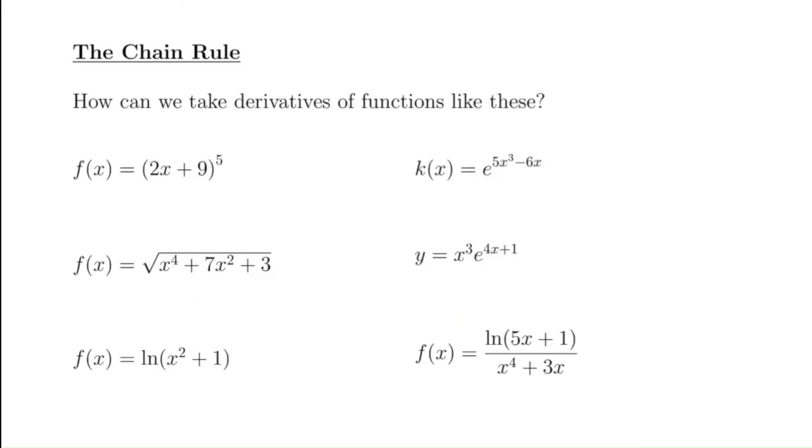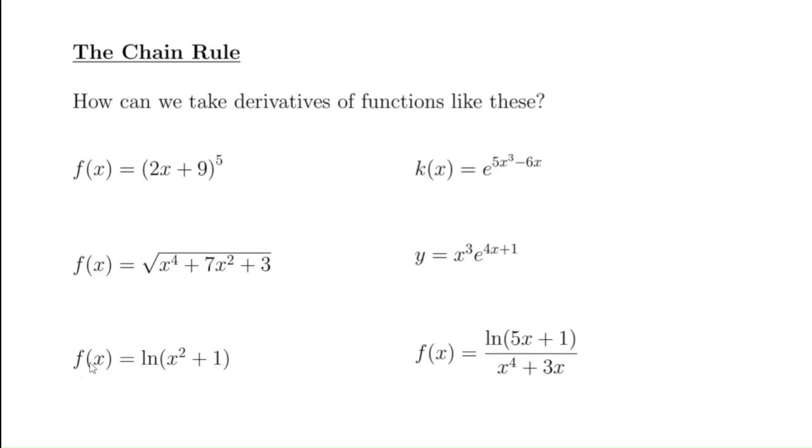So how do we take derivatives of functions like these? Notice we have, for example, the square root of x to the fourth plus 7x squared plus 3, or natural log of x squared plus 1, or 2x plus 9 to the fifth power. Now, each of these functions is an example of a composition of simpler functions. For example, this one right here has an inside function, x to the fourth plus 7x squared plus 3, and an outside function, the square root function, or the square root of x.